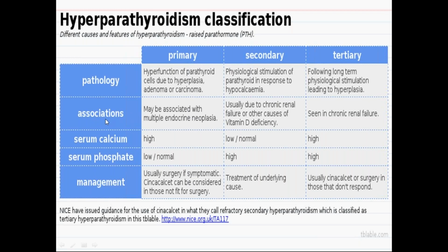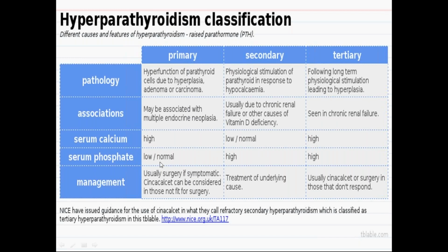Associated conditions: primary hyperparathyroidism may be associated with multiple endocrine neoplasia syndromes, secondary hyperparathyroidism may be associated with chronic renal failure or other causes of vitamin D deficiency, and tertiary may be seen in chronic renal failure. The serum calcium level is high in primary, low to normal in secondary, and high in tertiary.